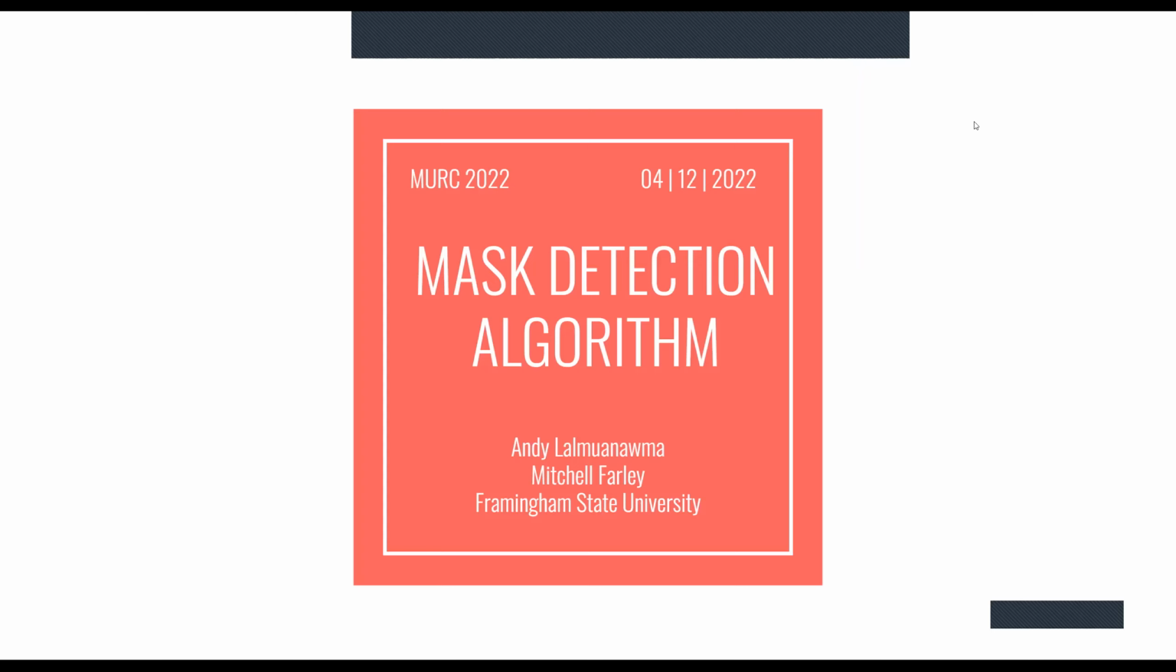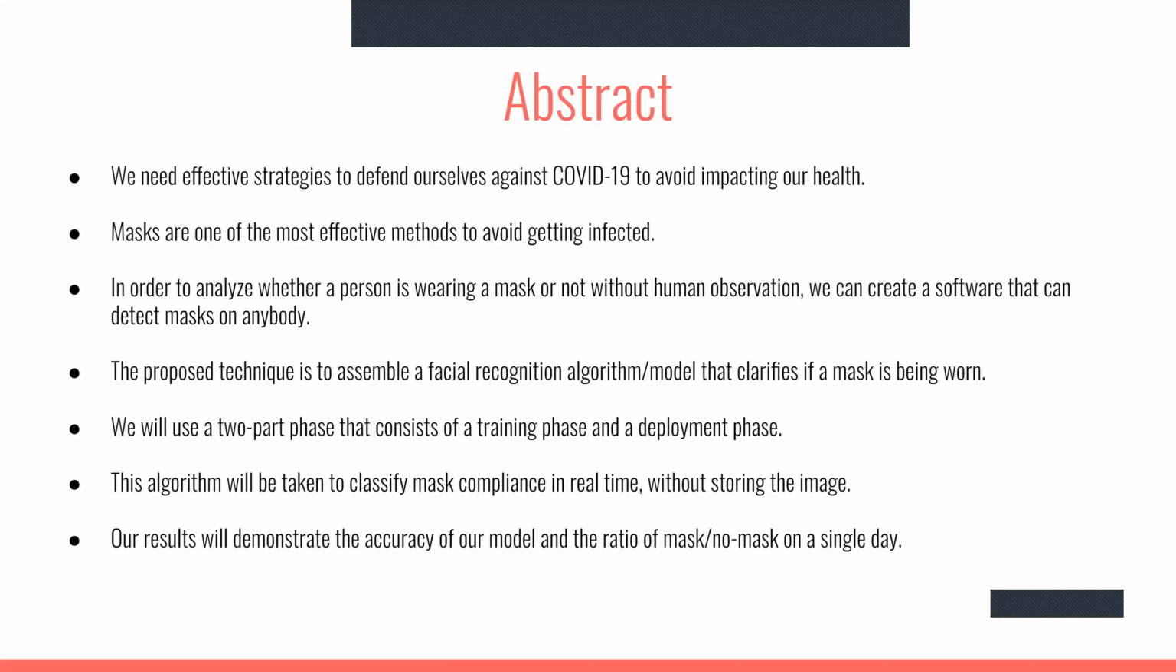This presentation is about a mask detection algorithm. We need effective strategies to defend ourselves against COVID-19 in order to protect communal and individual health. Masks are one of the most effective ways to avoid getting infected. To analyze whether a person is wearing a mask or not without human observation, we can create software that can detect masks on anyone.